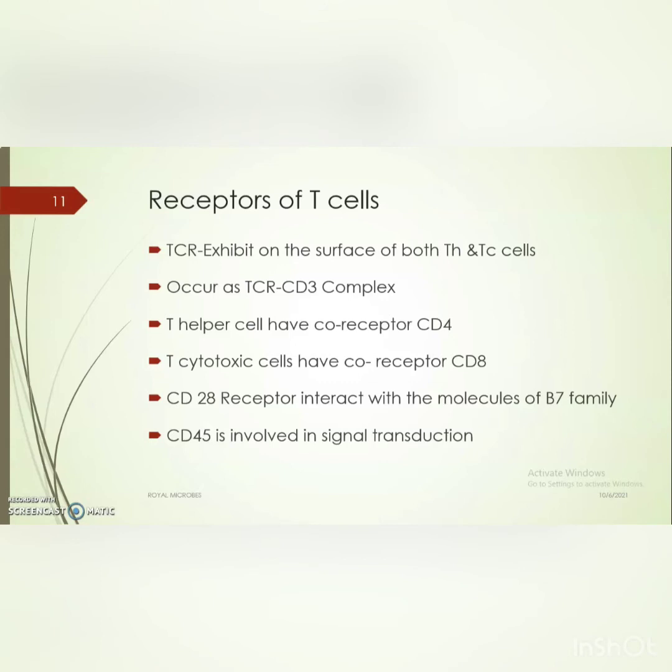T helper cells have co-receptors, that is CD4, on their surface in addition to the T cell receptor CD3 complex. Similarly, T cytotoxic cells have co-receptor CD8. The CD28 receptor interacts with the molecules of the B7 family of these B cells, and CD45 is present on the surface of T cells and is involved in signal transduction.